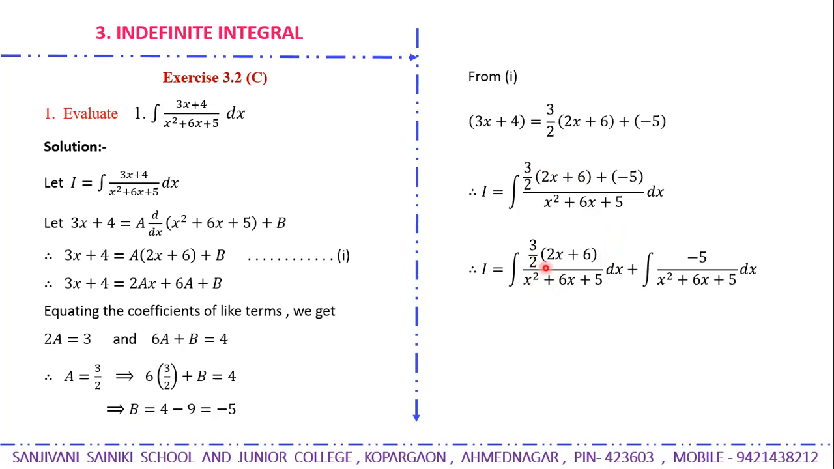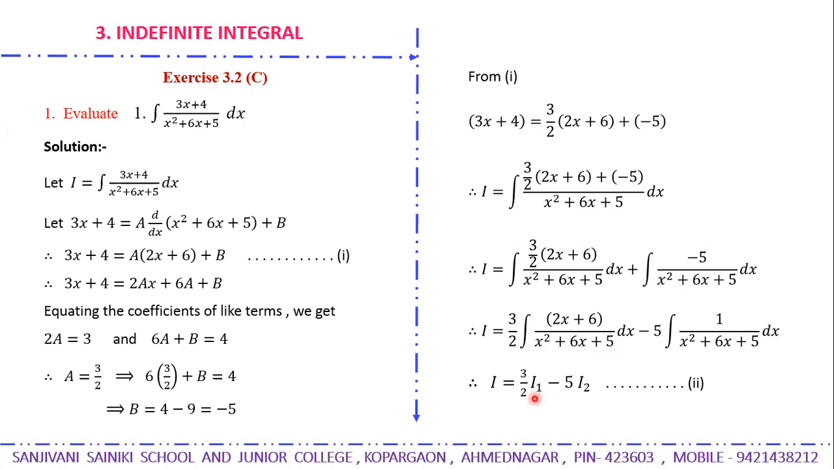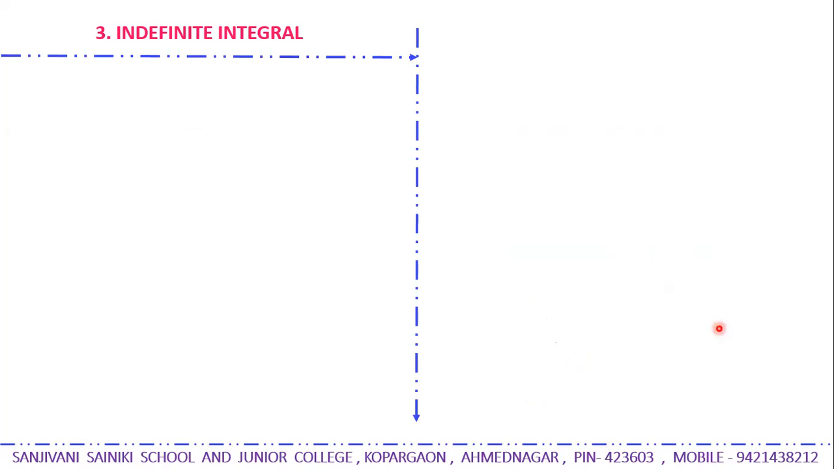Then we get this integral. So it is actually in the form of f dash of x upon f of x. So you can use log of denominator or use the substitution. Put x² + 6x + 5 is equal to t. So this is the I1 integral, this is the I2 integral. Now take the first integral. I1 is equal to the integral of (2x + 6) upon (x² + 6x + 5).